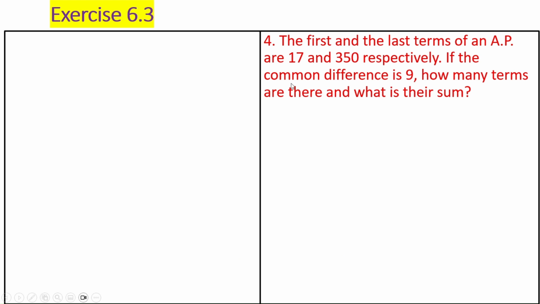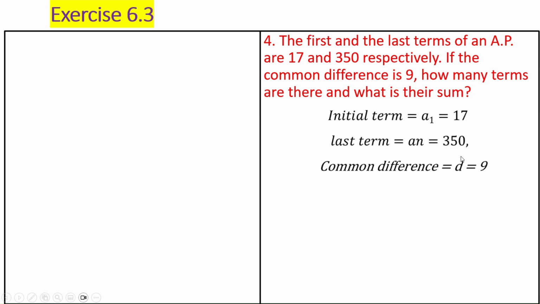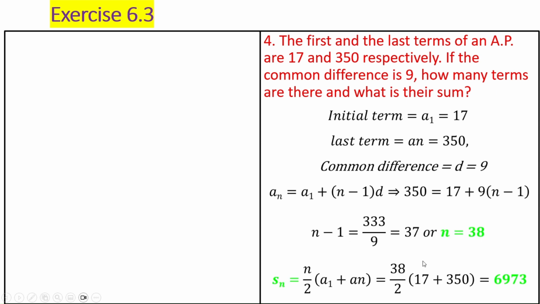Next. The first and last terms of the AP are 17 and 350 respectively. If the common difference is 9, how many terms are there and what is their sum? A1 equal to 17, an equal to 350, d equal to 9. So you just need to find n and the sum basically. Just substitute the values. You will get n equal to 38 and Sn equal to 6973.